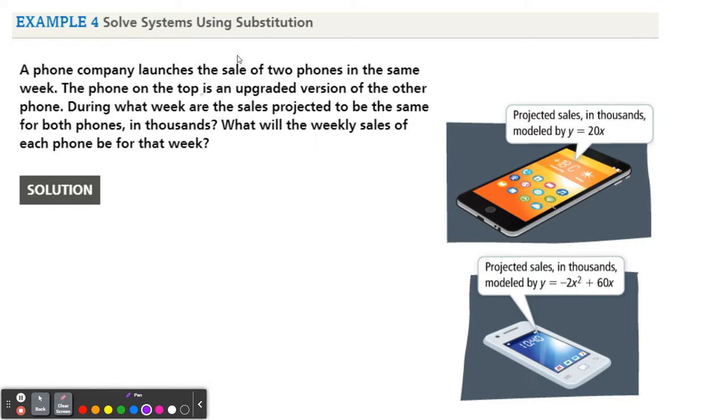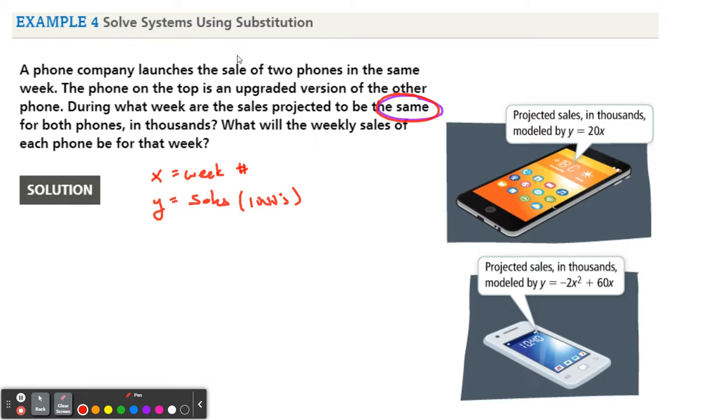So when you see that word same, that means point of intersection, right? So in this case, the week number is going to be our x. So x is our week number. So first week, second week. And then y is going to be the sales. But notice it's in thousands. So we have to multiply the number by 1,000 when we get it.